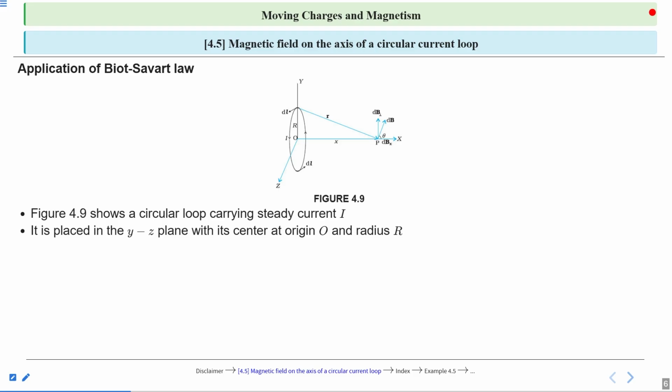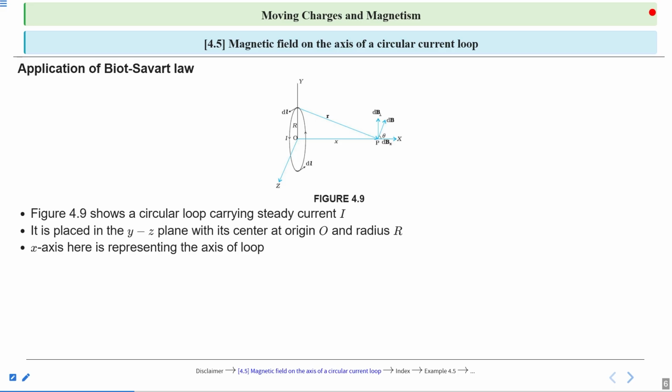So this YZ plane is perpendicular to your screen. This loop is placed like this, perpendicular to your screen, in the YZ plane. You can see in the diagram also, with its center at the origin. We are going to use the Cartesian coordinate system X, Y, Z. So the coil is placed in the YZ plane, its center is at origin O, and its radius is capital R.